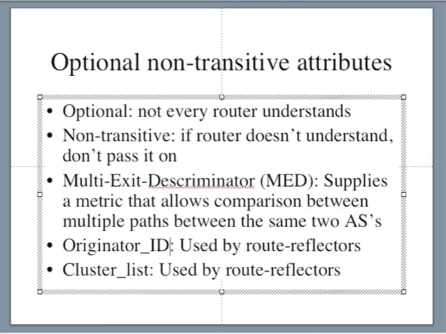The originator ID and cluster list are optional non-transitive attributes that are used by route reflectors. And we'll talk about route reflectors in a later session.